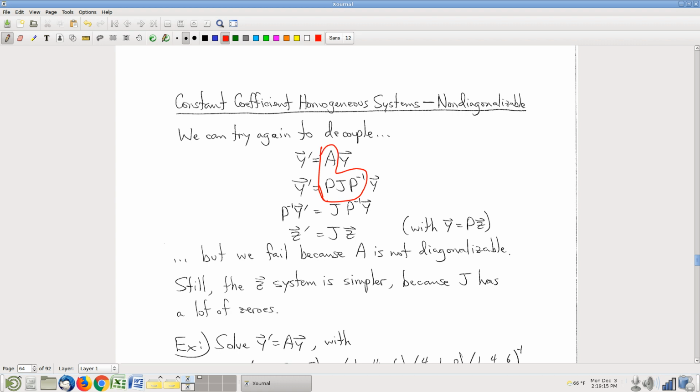Notice A was not Q inverse JQ. It's PJP inverse. So I set it up here with the inverse on the right, not on the left. Does that make sense to everybody?